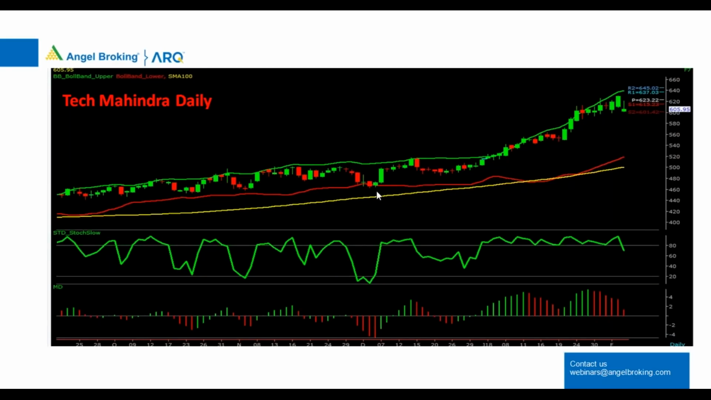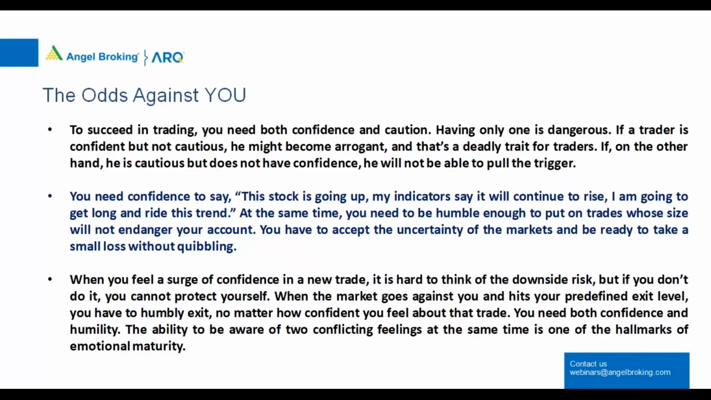So what happens is that you need confidence to say that this stock is going up. My indicators say it will continue to rise, so I'm going to get long and ride this trend. At the same time, you need to be humble enough to put on trades whose size will not endanger your account. You should not trade so heavily. You should always keep your account size in mind, because if you're over leveraging and you don't know how to manage your leverage, and if the market goes significantly against you, you can lose a huge amount of money. Likewise, you can make a huge amount of money as well, but you have to be cautious.